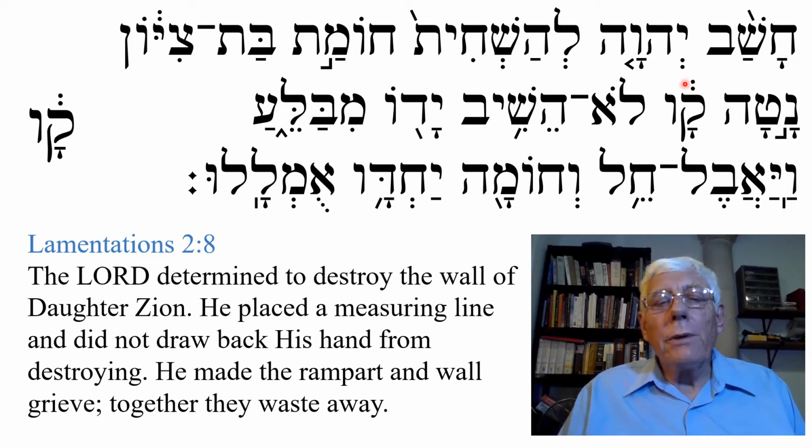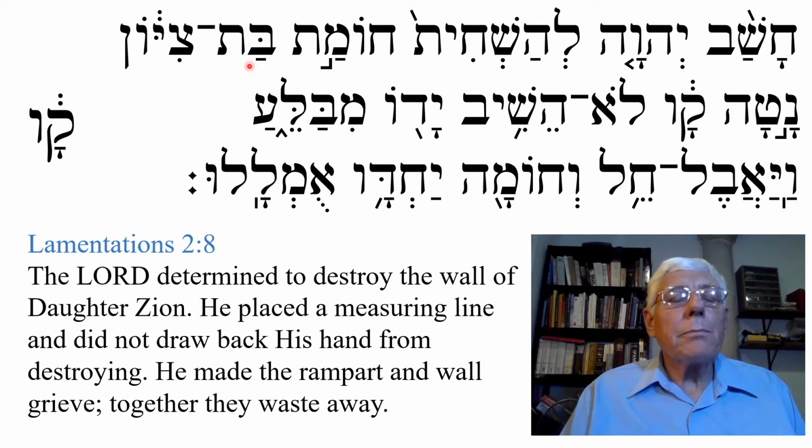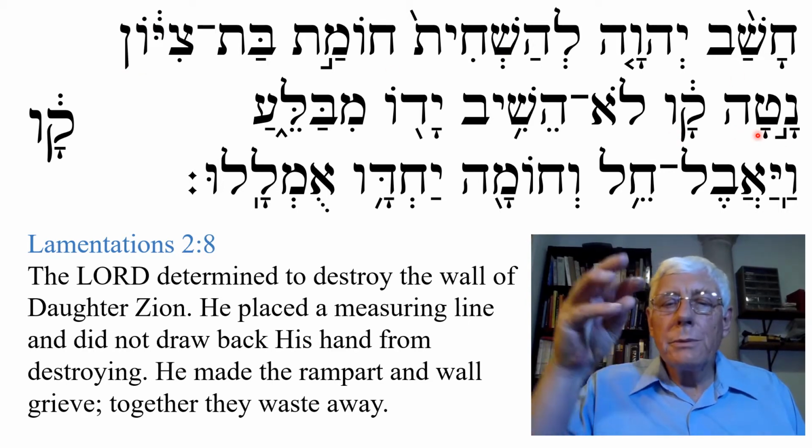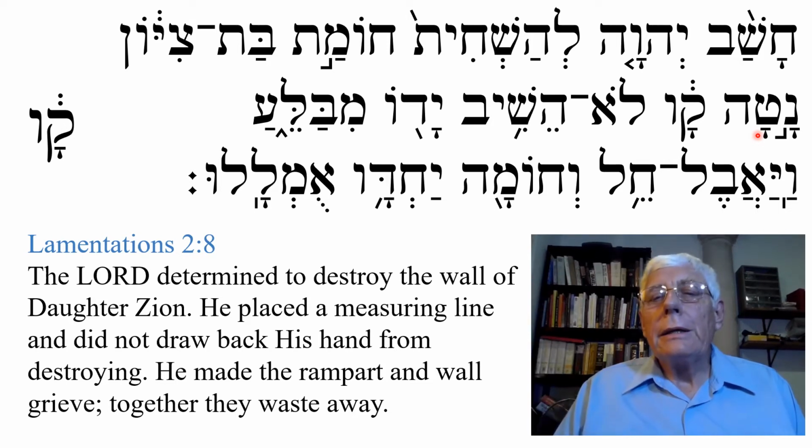Hashav, Yahweh, the Lord. He determined to take the place apart, to destroy it. Homat, the wall. Bat Tzion, the wall of the daughter of Zion. Bat is a daughter, and Zion, of course, is Tzion: a Tzadeh, then a Yod, and then a Nun. Nata kav: he placed, he planted, he set up a measuring line.